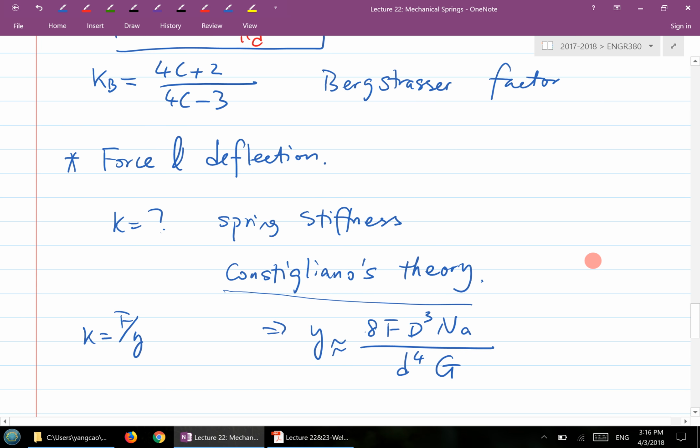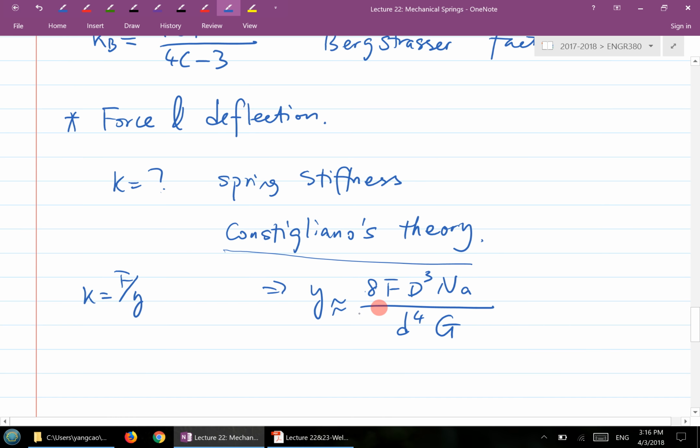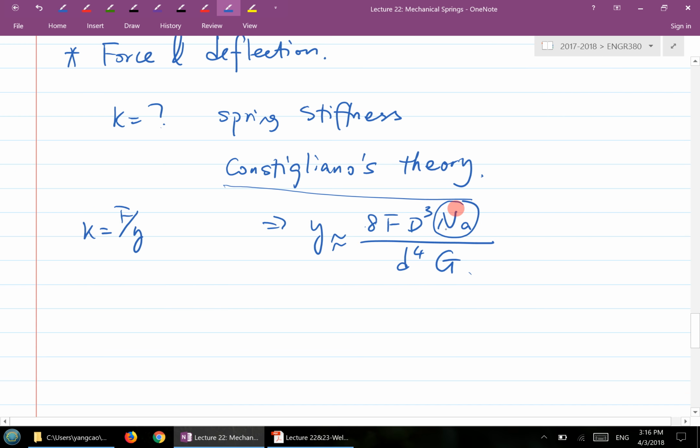So what are each one of the symbols here? F is the force. Capital D is the mean diameter of the spring. Small d is the wire diameter. Capital G is what? It's the shear modulus, right? There's Young's modulus E, and this is the shear modulus G. You can find it for different spring materials, and I'll tell you how to find the G value. Na, what's Na? If you just recall, it's the total number of active coils. This is another thing that threw many people off. When you calculate this one here, you need to use Na, not the total number of coils. It's the total number of active coils.